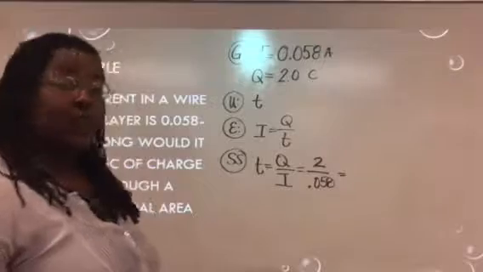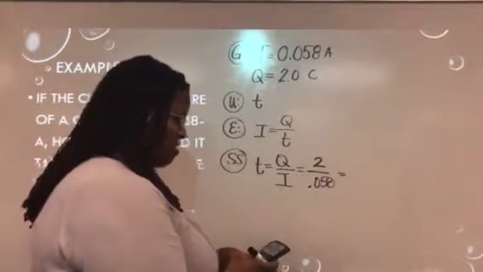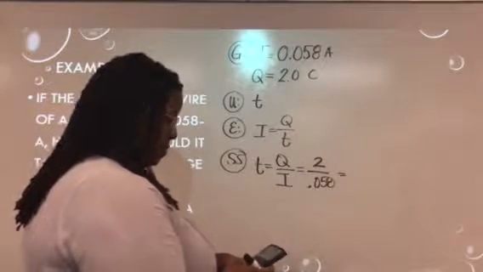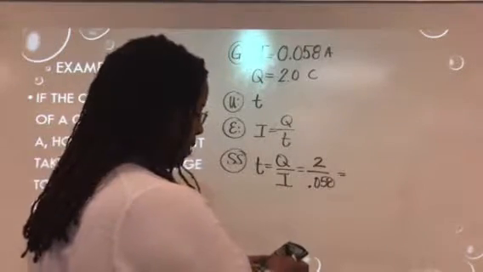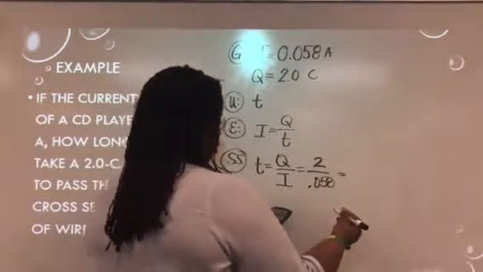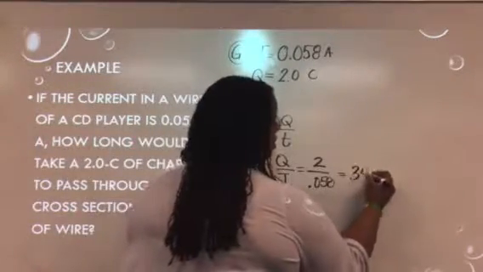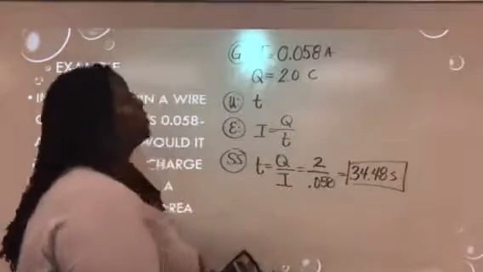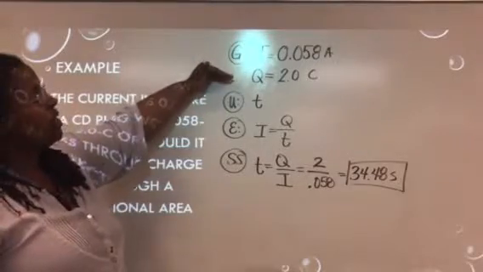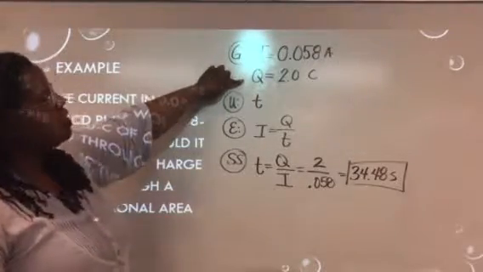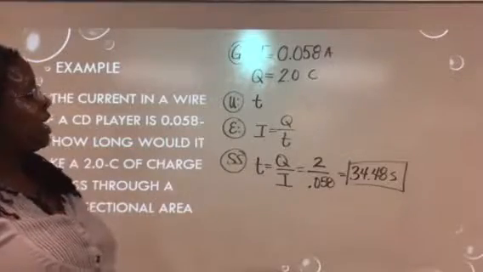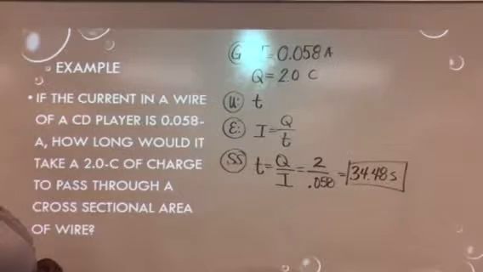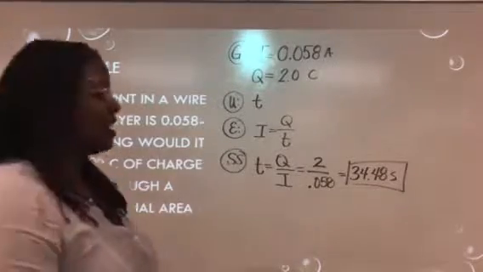Grab your calculators and let's figure out our specific number of seconds. 34.48 seconds is the answer. You're able to identify your given information, current, and your charge. We're looking for time, and we're going to use our equation for current. And we're looking pretty good, 34.48 seconds.